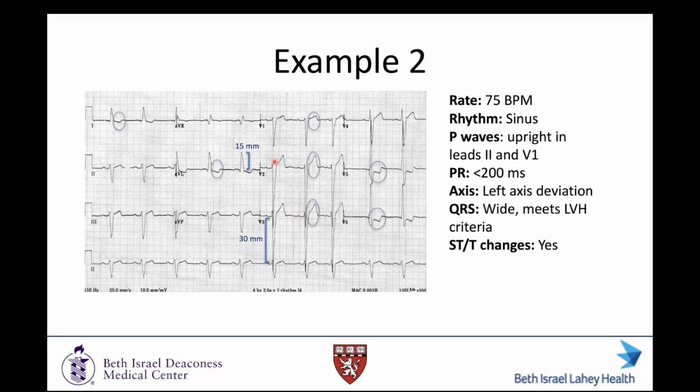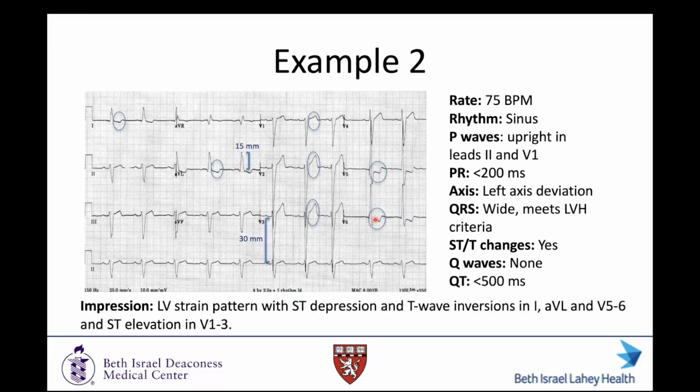Additionally, there are a lot of ST changes. I've pointed out a few here. There are these ST depressions with T-wave inversions in 1 and AVL, as well as V5 and V6. And then you also have some ST elevations in V1 to V3. And note that these changes are mostly discordant. So anytime you have your deep S wave, that's where you see some ST elevations. Anytime you have your tall R wave, you're seeing some depressions and T wave inversions. There's no Q waves here, and our QT interval is normal. So in summary, this is showing us LVH with a strain pattern.